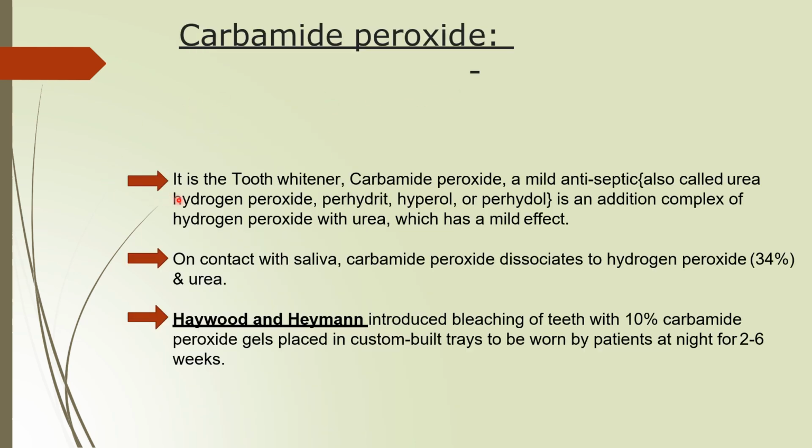Carbamide peroxide. It is a tooth whitener. Carbamide peroxide, a mild antiseptic, also called urea hydrogen peroxide, perhydrate, hyperol or perhydrol, is an addition complex of hydrogen peroxide with urea which has a mild effect. On contact with saliva, carbamide peroxide dissociates to hydrogen peroxide 34% and urea. Haywood and Heymann introduced bleaching of the teeth with 10% carbamide peroxide gels placed in custom-built trays to be worn by patients at night for 2 to 6 weeks.